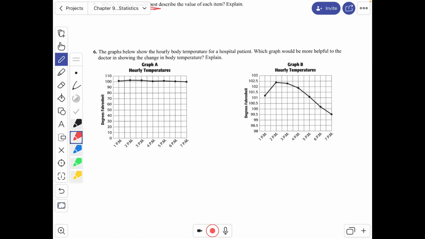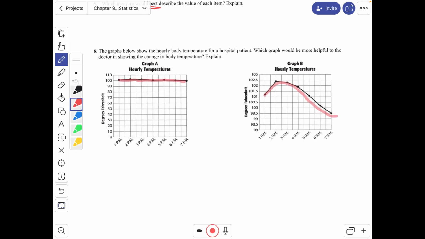The graph below shows the hourly body temperature for a hospital patient. Which graph would be more helpful to the doctor in showing the change in body temperature? Notice this graph on the left. It looks like it just barely changes. But the graph on the right, big changes in temperature. And really it's the same numbers. It's exactly the same numbers.